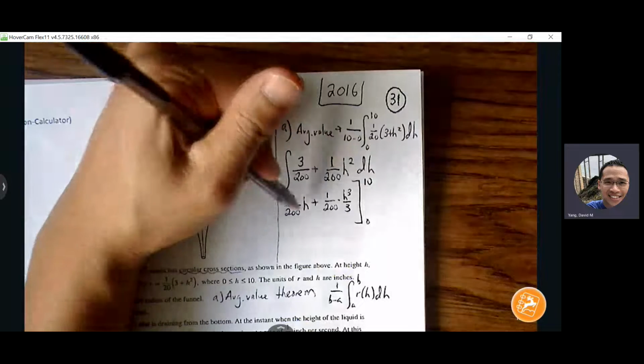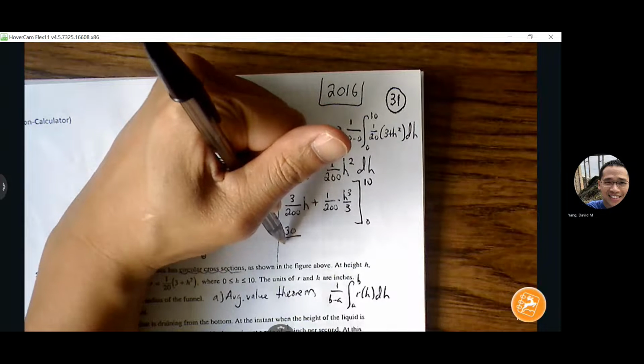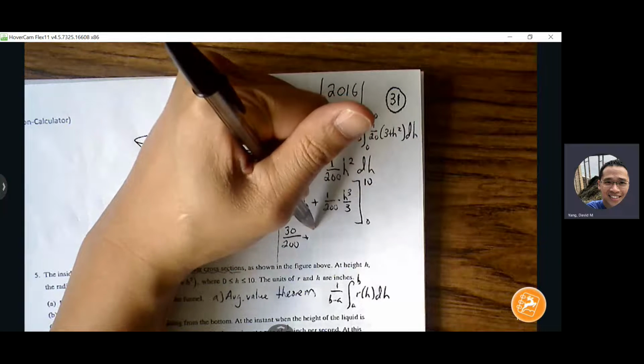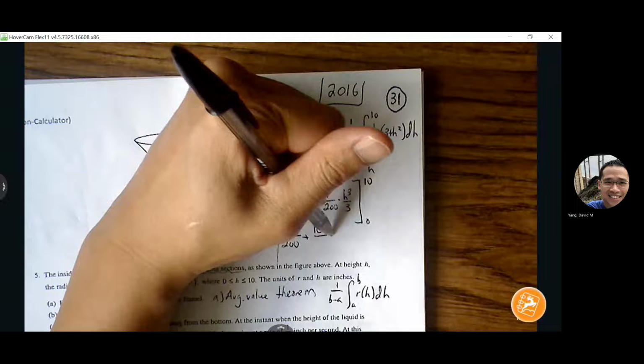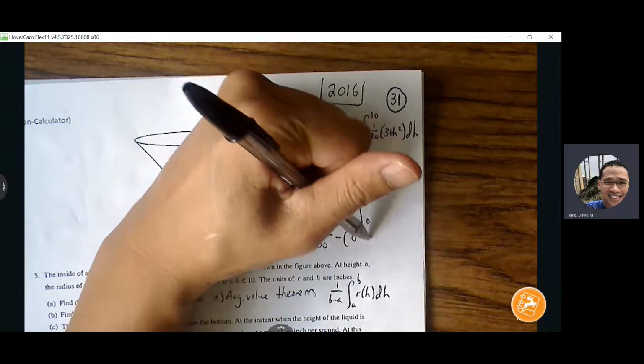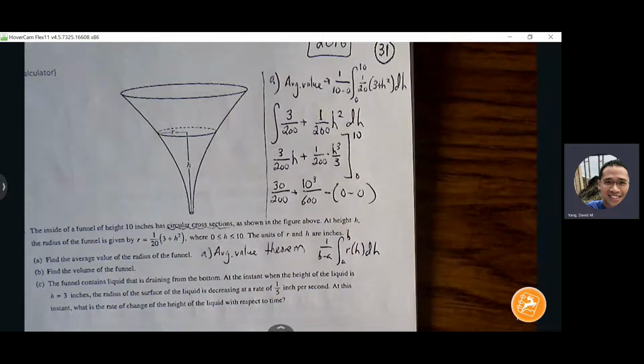So I'll plug in the 10 first. I get 3 times 10, which is 30 over 200 plus 10 cubed over 600, minus, now the 0 is just going to wipe itself out. So I'm left with 30 over 200 plus 1,000 over 600.